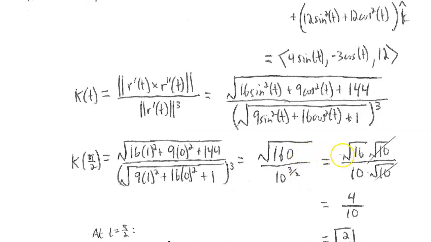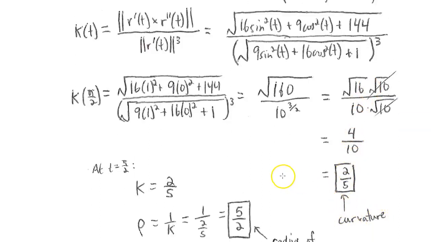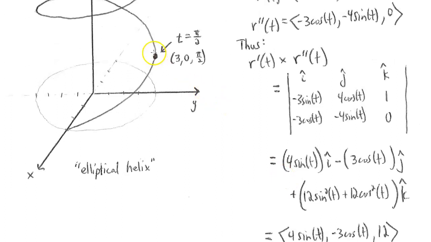The square root of 160 is like the square root of 16 times the square root of 10. And 10 to the 3 halves is like 10 to the 1 times 10 to the 1 half. Right, taking something to the 3 halves is like doing that thing times the square root of that thing. But notice the square roots of 10 will cancel, and we just have the square root of 16 over 10, but the square root of 16 is 4, so we have 4/10 or 2/5. So the curvature is 2/5 right there.